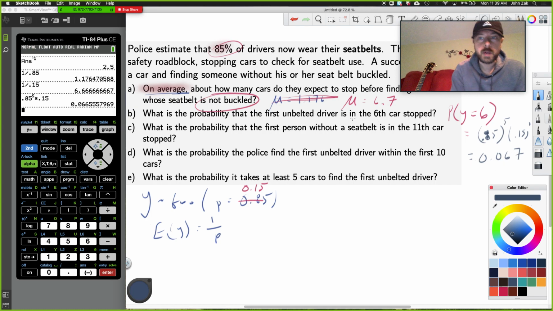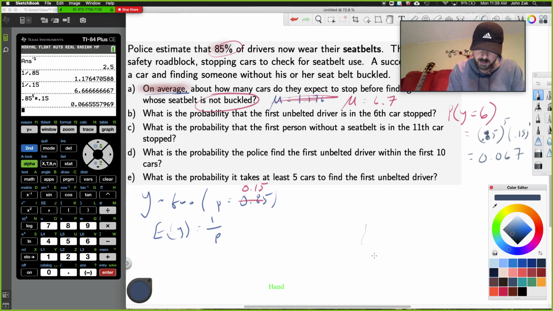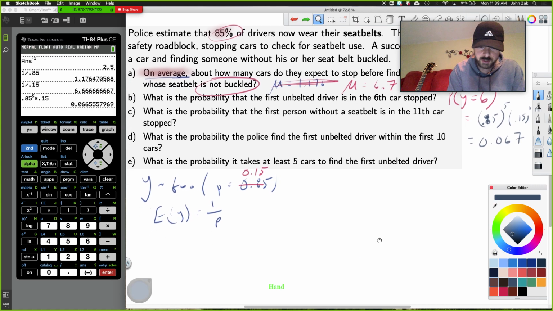Now, there's another quick trick that I want to show you too. Instead of me calculating things this way, I could have used a trick in my calculator. Just like we saw with binomials, we had a PDF and a CDF, a probability distribution function, and we also had a cumulative distribution function. We ended up having the exact same things for a geometric, right?